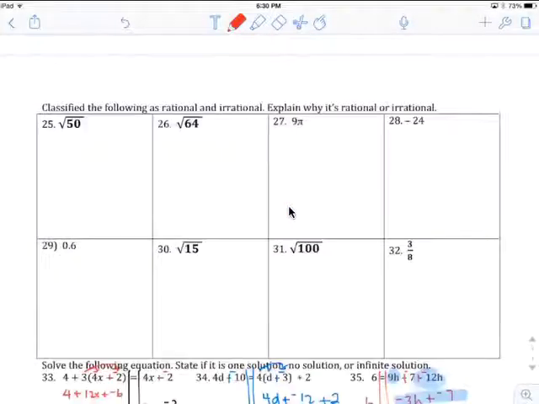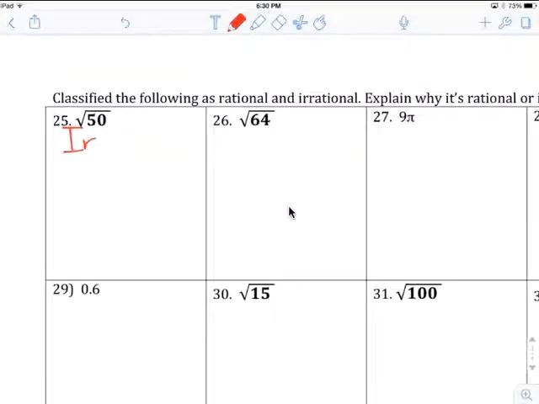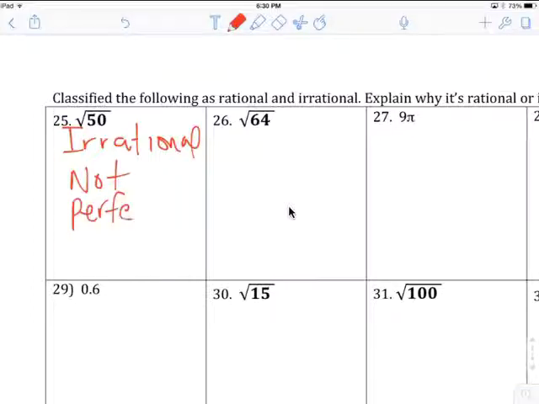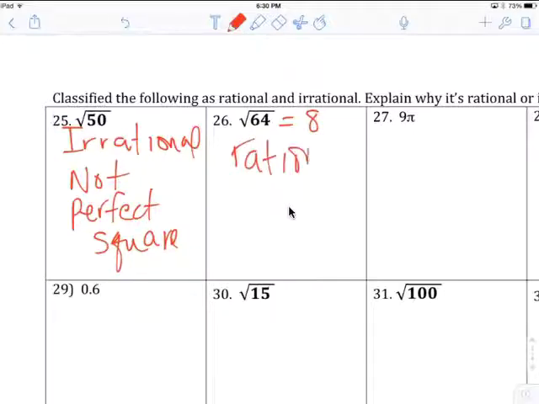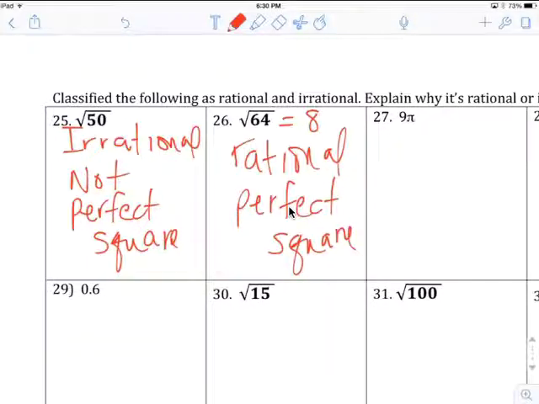Now, rational, irrational number, classify this. This is not a perfect square, so it's irrational. Not a perfect square. In this case, this is equal to 8, so it is a perfect square, so it's called rational. And it can be made into a fraction. 8 can be made into a fraction of 8 over 1.